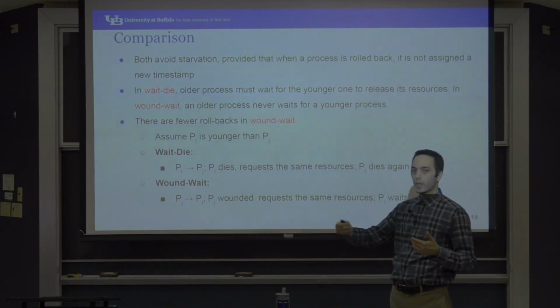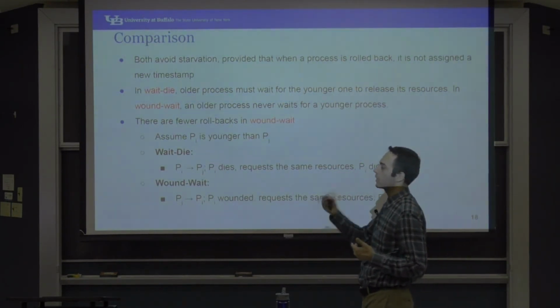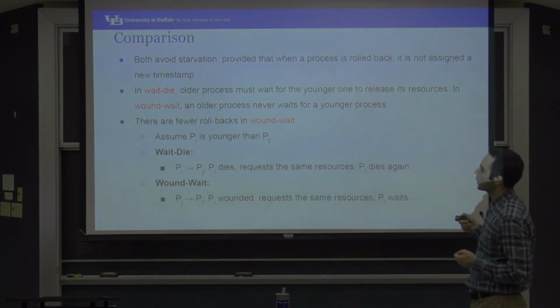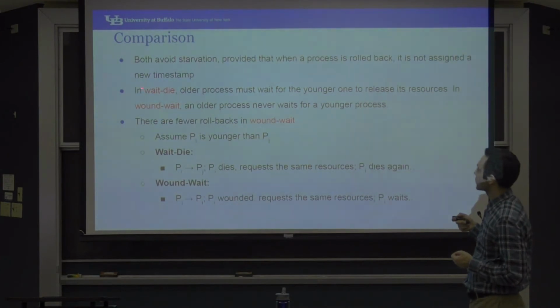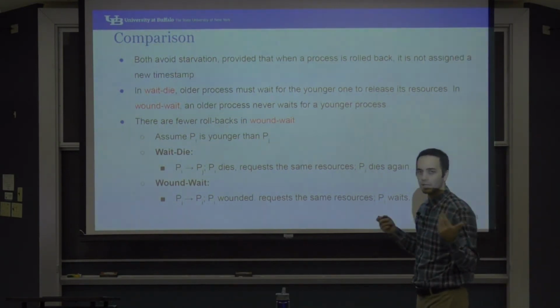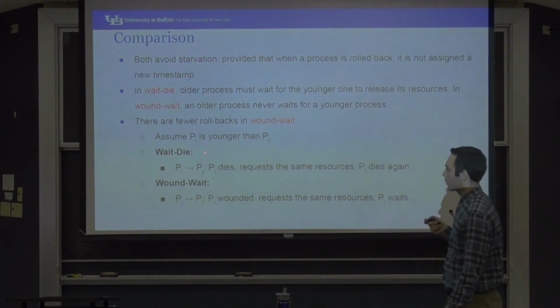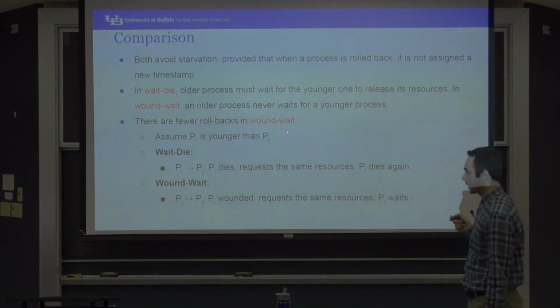The older you get, basically the processes will obtain their resources at some point. Now, in the wait-die scheme, the older process must wait for the younger one to release its resources. In wound-wait, an older process never waits for the younger process. It actually wounds and preempts it. But preemption also has its own downsides, right? Besides that, though, there are fewer rollbacks in wound-wait.